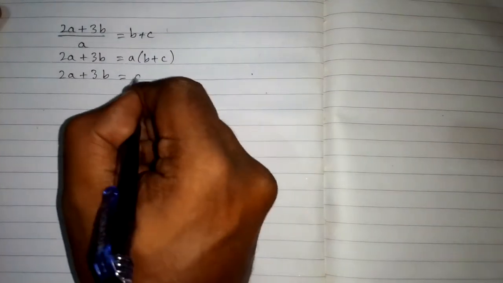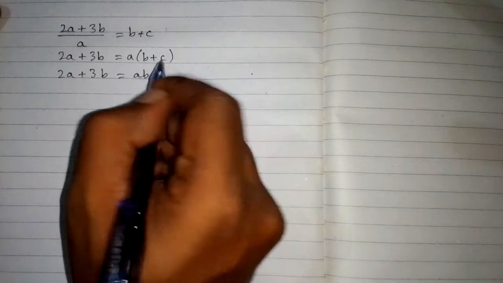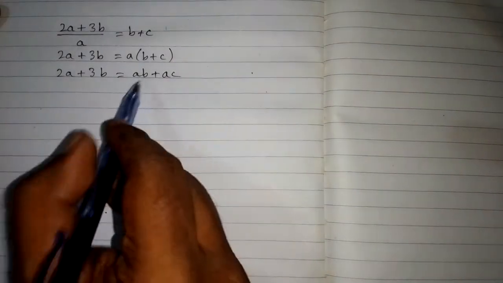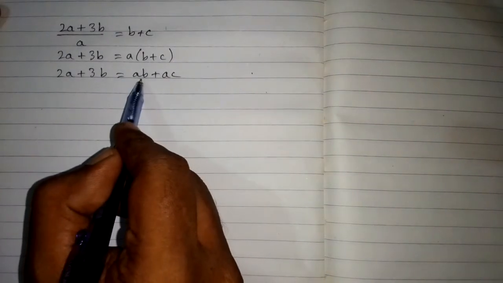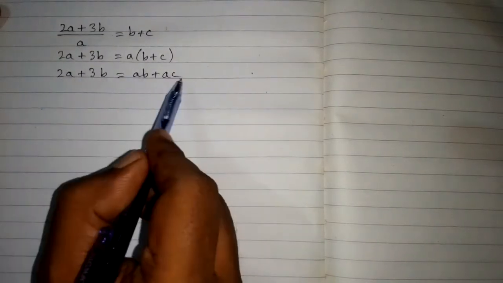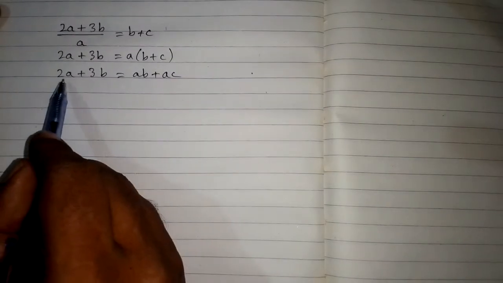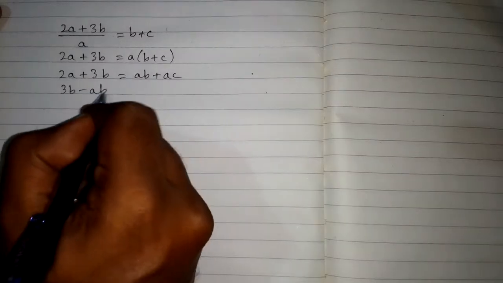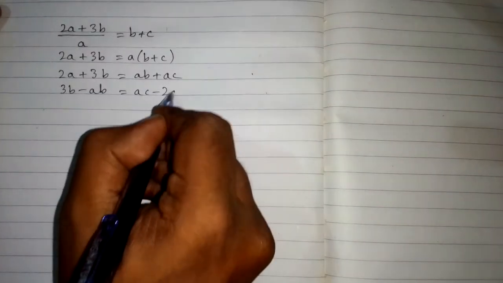Now we will expand this bracket, so we have 2a plus 3b is equal to a times b is ab and a times c is ac. Now we have to make b the subject of the equation, so we will take this ab to this side, so this ab will become minus ab, and we will take this 2a to this side of the equation, so this 2a will become minus 2a. So we will write 3b minus ab is equal to ac minus 2a.